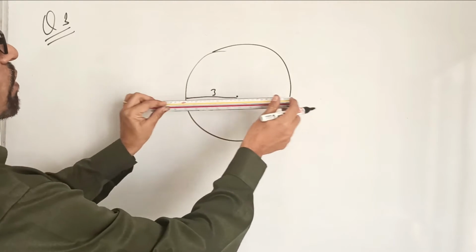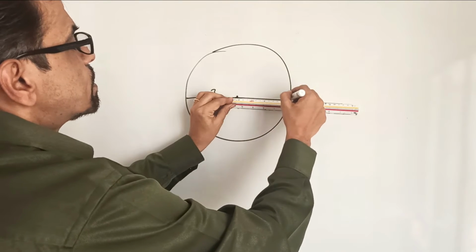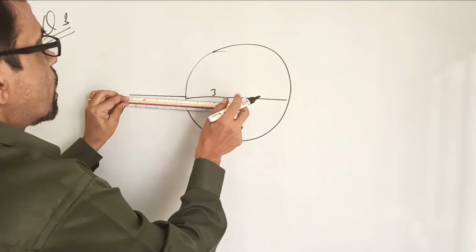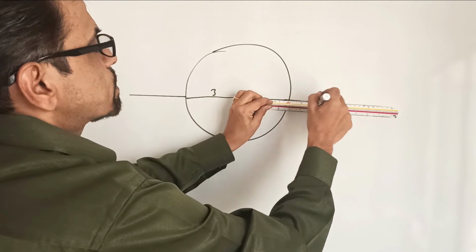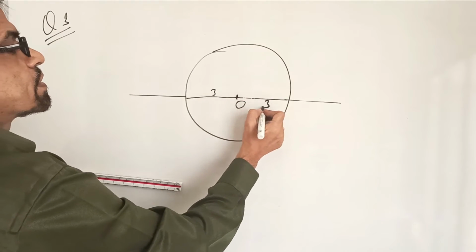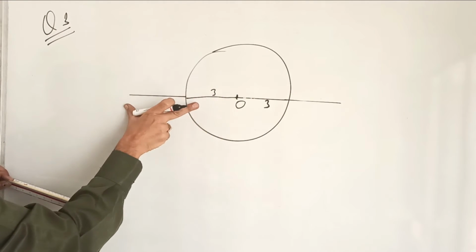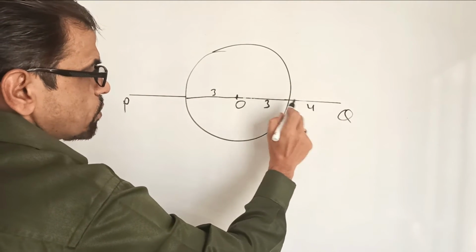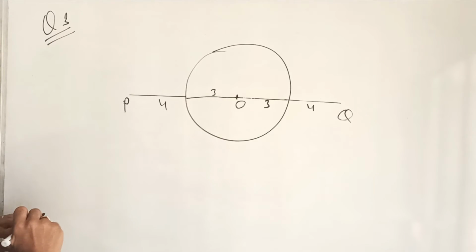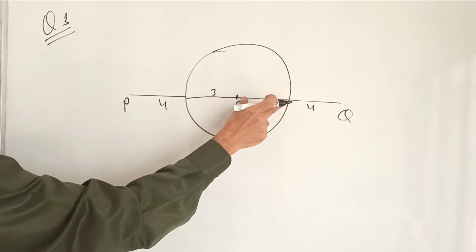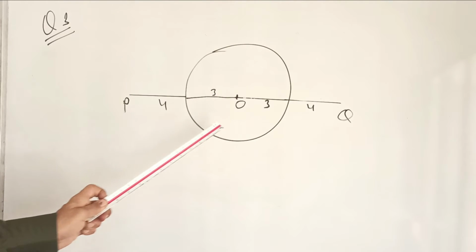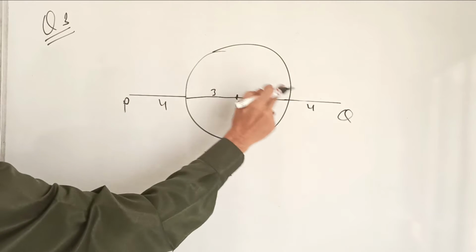7 centimeter means 3 is already here and 3 is already here. So it will be 4 on this side and 4 on this side. You can see in the question. This is the center, this is 3. From the center it is 7 centimeter to P, and from the center it is 7 centimeter to Q. So this portion is 4 and this portion is also 4, because 3 plus 4 is 7. Now see the question: draw the tangents to the circle from these 2 points. We need to draw the tangents from P and Q.